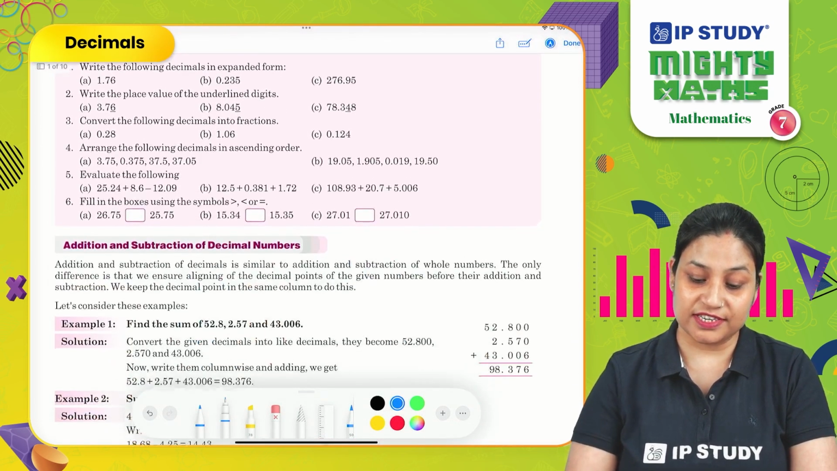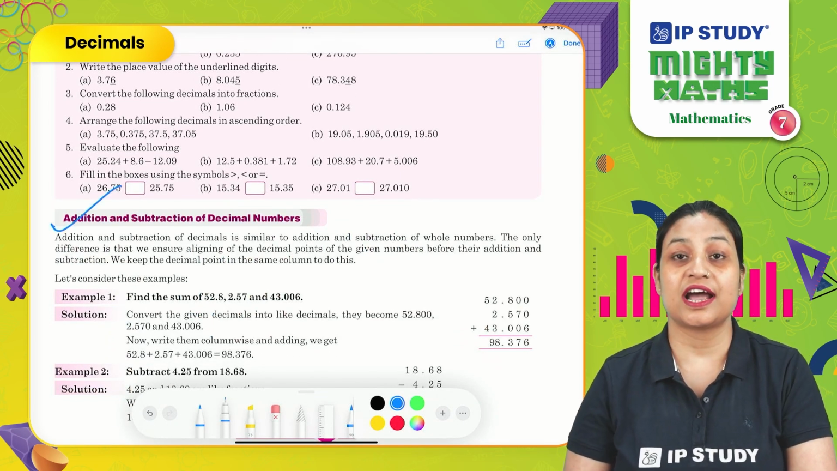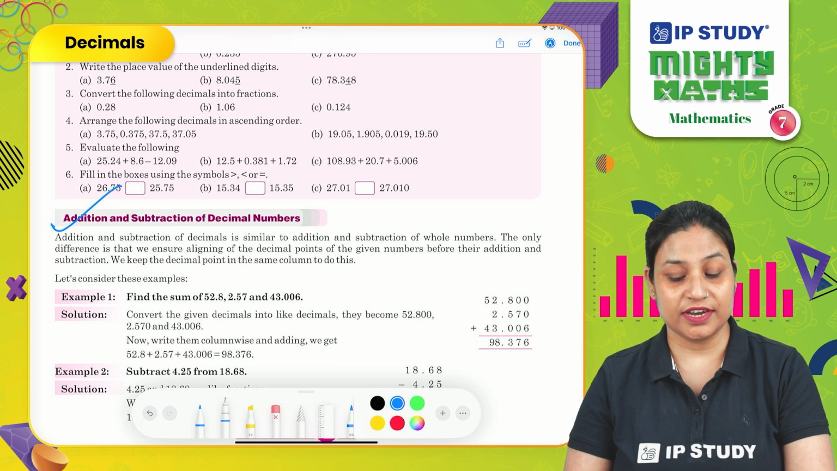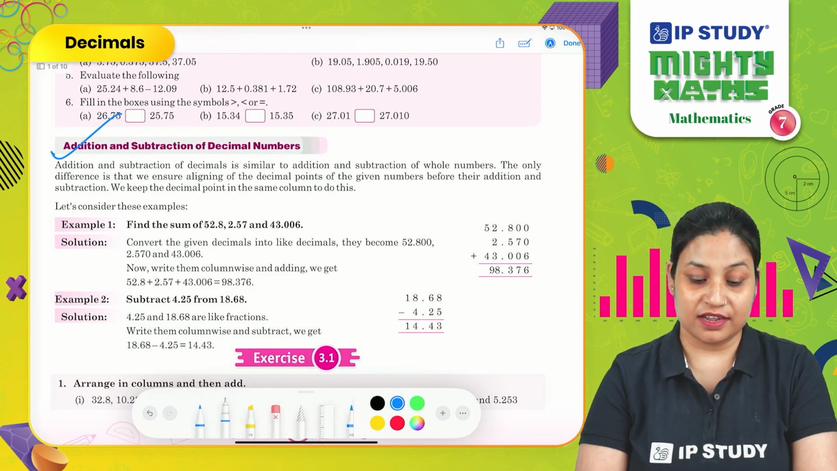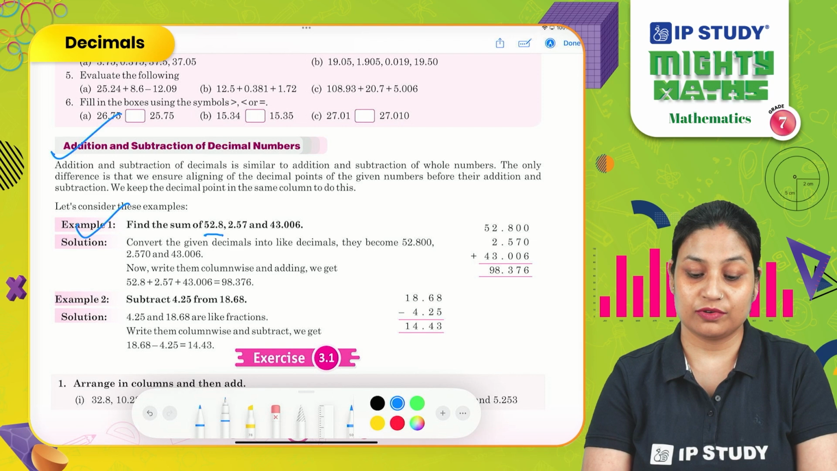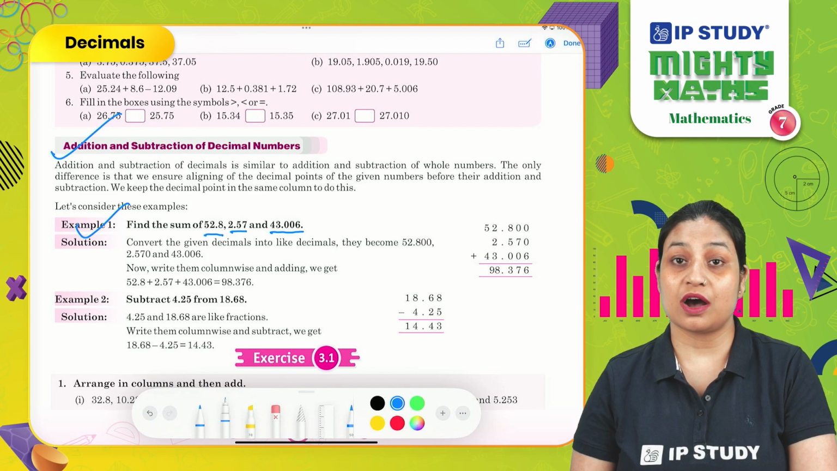So dear students, let's take the first topic, that is addition and subtraction of decimal numbers. So how we are going to do that? This is something that we have already done in the previous classes. Let's quickly recall it. Let's take an example for that. Suppose I have three numbers over here, 52.8, 2.57, 43.006. So I have to add these three numbers. So how we are going to do that?